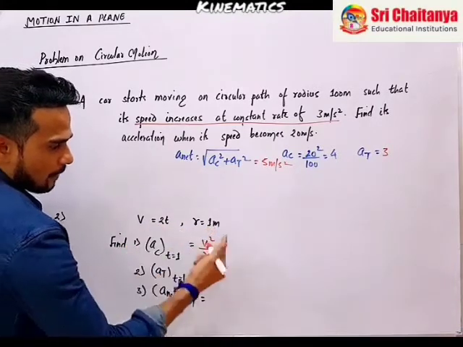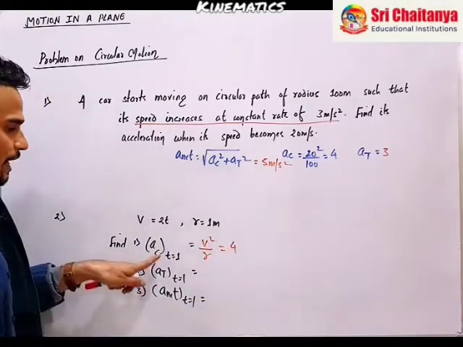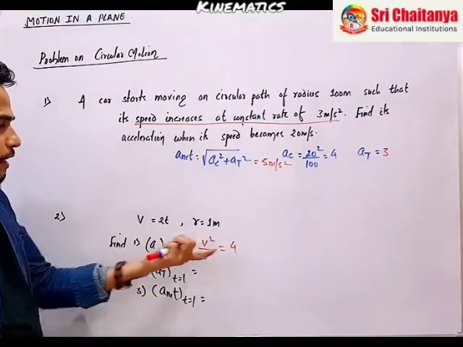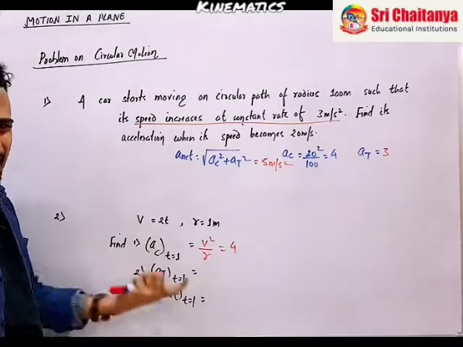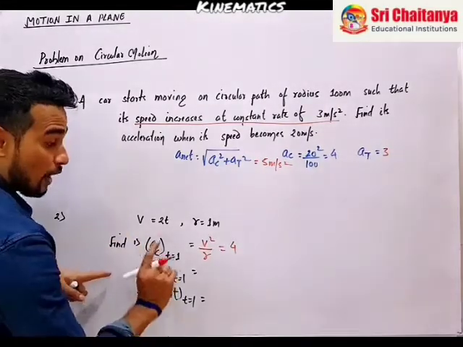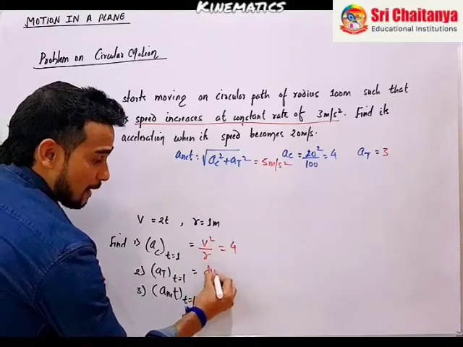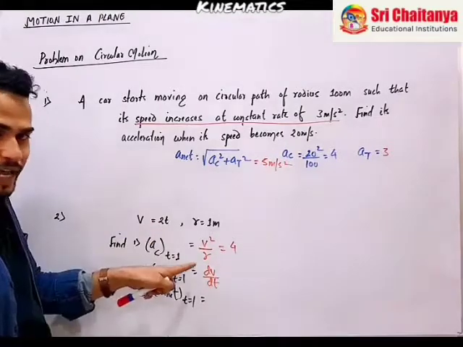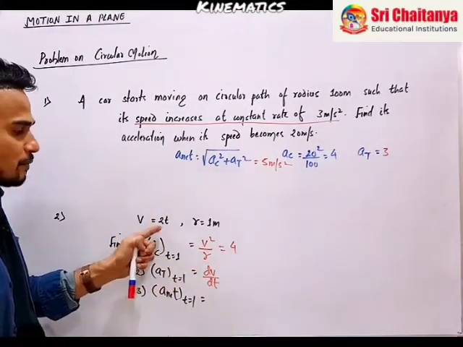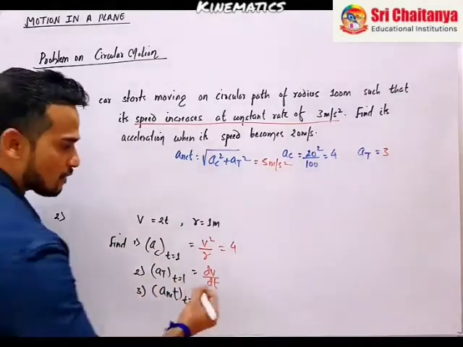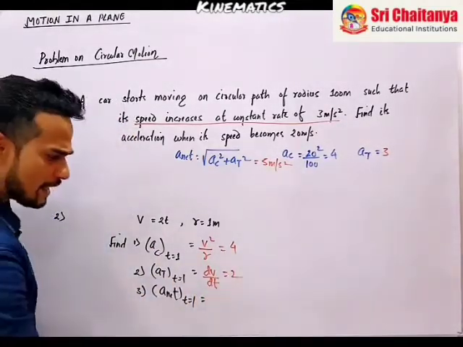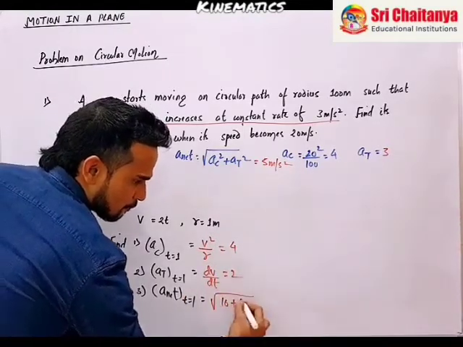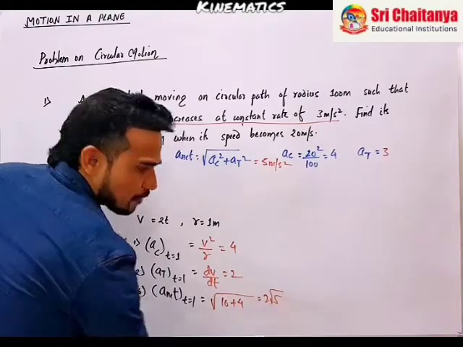So 2 square by R, which is 1, that will give you 4. This is your AC at t equal to 1 second. V square by R, so you can find V at t equal to 1 second and you will get AC. How will you get AT? Tell me. For that I told you AT will be dV by dt, rate of change of speed. If it is given in terms of S, you will write AT as V dV by ds. If it is given in terms of time, you write AT as dV by dt. Differentiate, put it, 2 will come. What is net acceleration? Under root of AC square plus AT square, that will come 16 plus 4, root 20, that is 2 root 5.